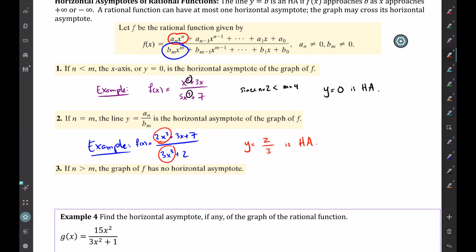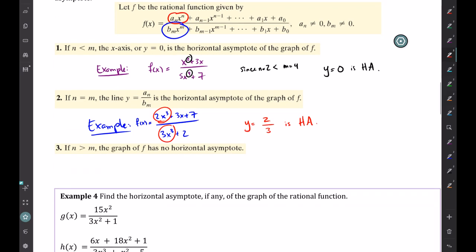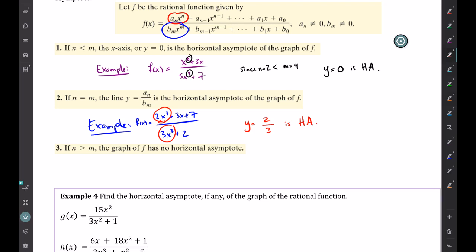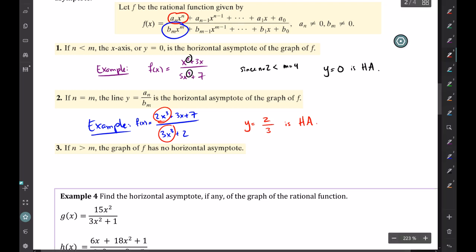So when x gets really, really big, or really, really big and negative, the x cubed terms are the ones determining the behavior of these functions, because they grow faster than the 3x or the 2 or the 7. And because it's an x cubed over an x cubed, they're growing at the same rate. So you end up with just a horizontal line, y equals 2/3 as your horizontal asymptote. And then the final case is when n, the degree of the numerator, is greater than the degree of the denominator. Well, that means the numerator is going to grow much faster. So in this case, you get no horizontal asymptote.